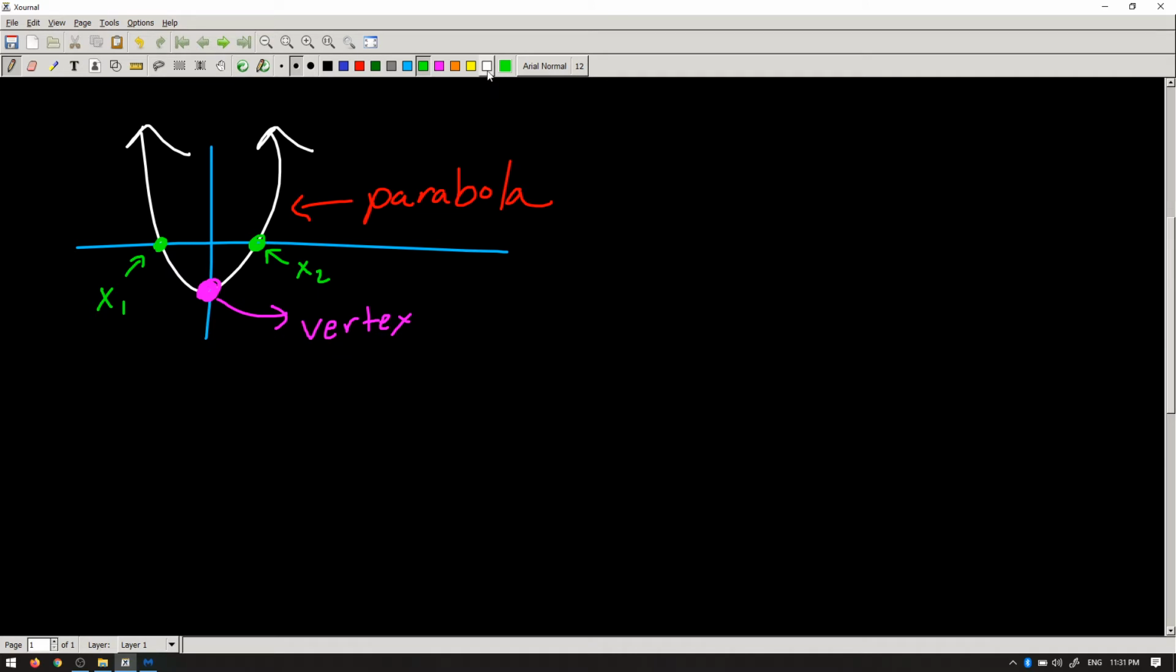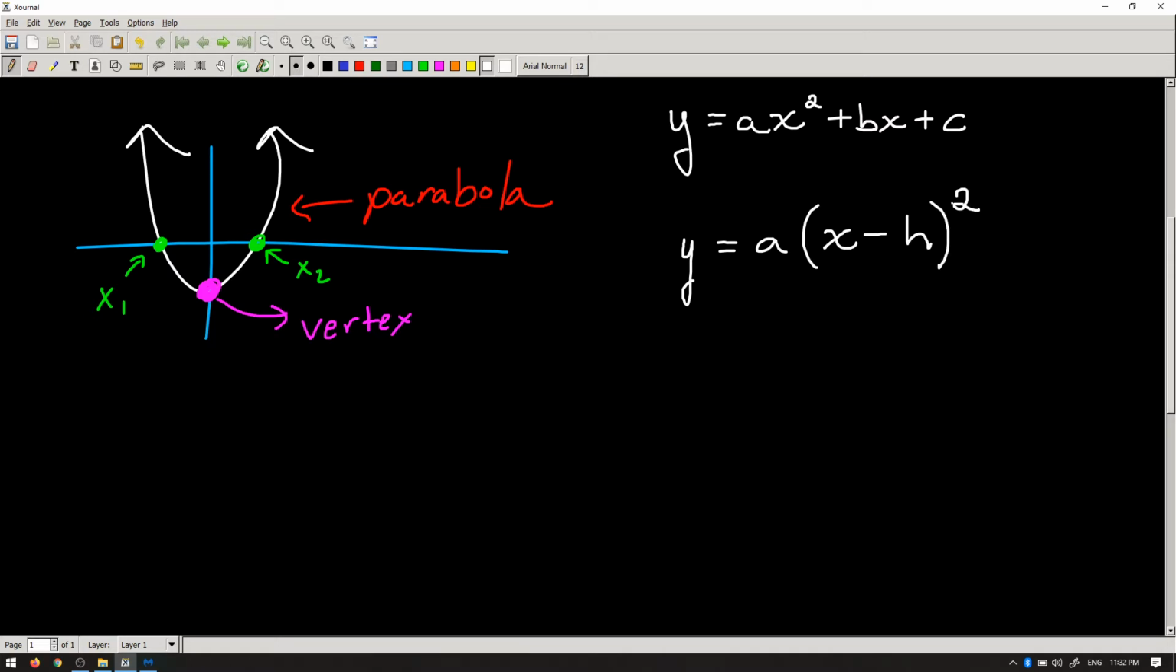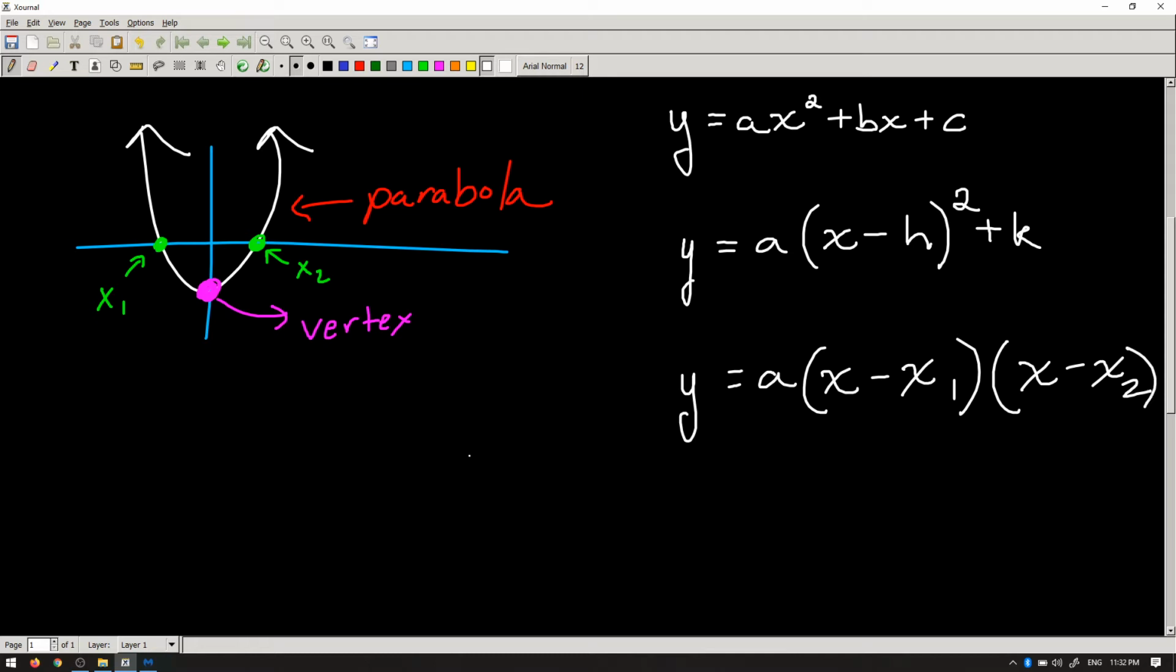Now there are three forms of equations that can model this one parabola. One form is called standard form. The other form is called vertex form. And yet another is called intercept or factored form. Okay, so this one parabola can be modeled by any one of these equations, any one of them.